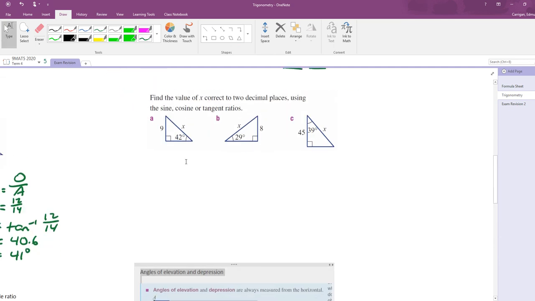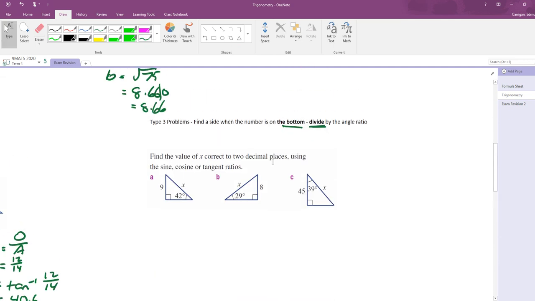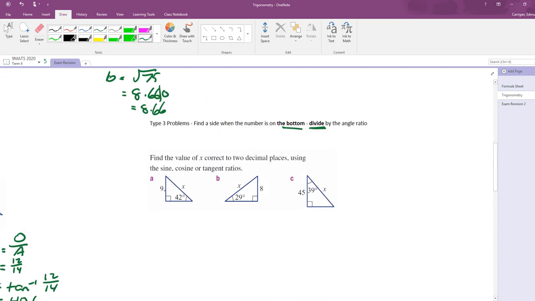What we're going to do here is look at these problems. Once again, the first thing to do is to label them. O, H, A. I've got an O and an H, with my 9 next to the O. I'm looking for SOH because I've got O and H. I'm on sine theta equals O on H. Now I'm substituting in: sine 42 equals 9 on X.